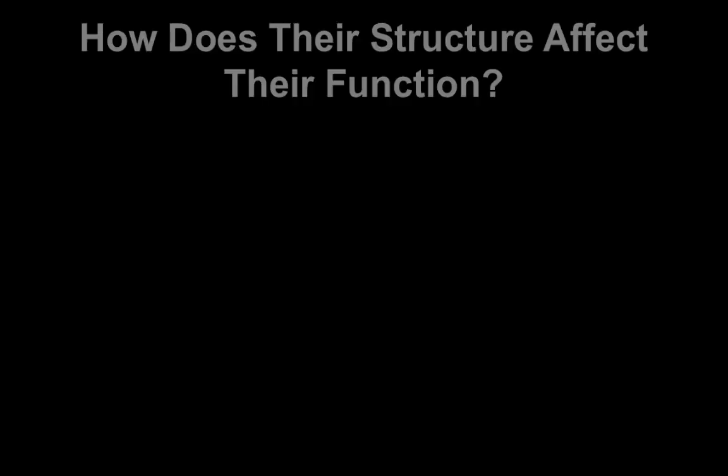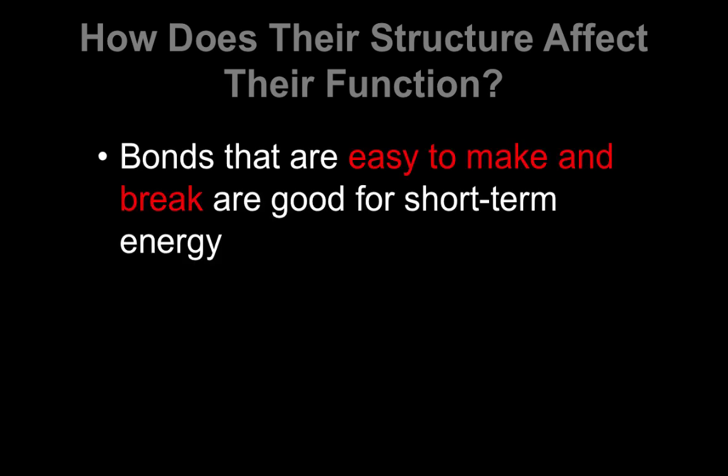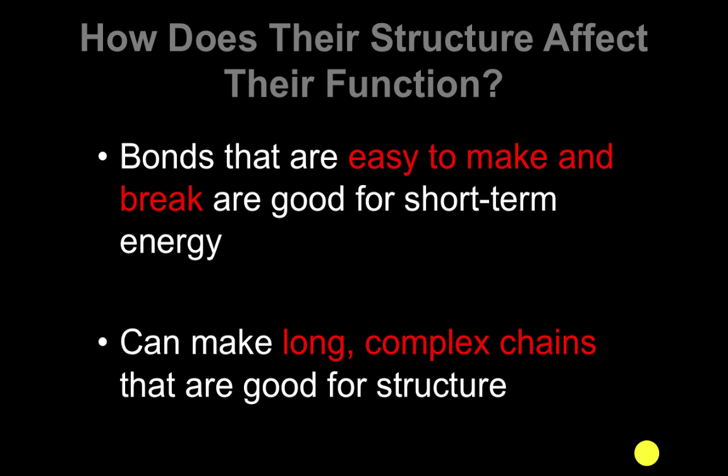So how does the structure affect the function of a carbohydrate? Carbohydrates have bonds that are pretty easy to make and break, which is why they're good for short-term energy. And you can put those monomers together to make these really long, complex chains that are good for structure, like cellulose, a really complex carbohydrate.